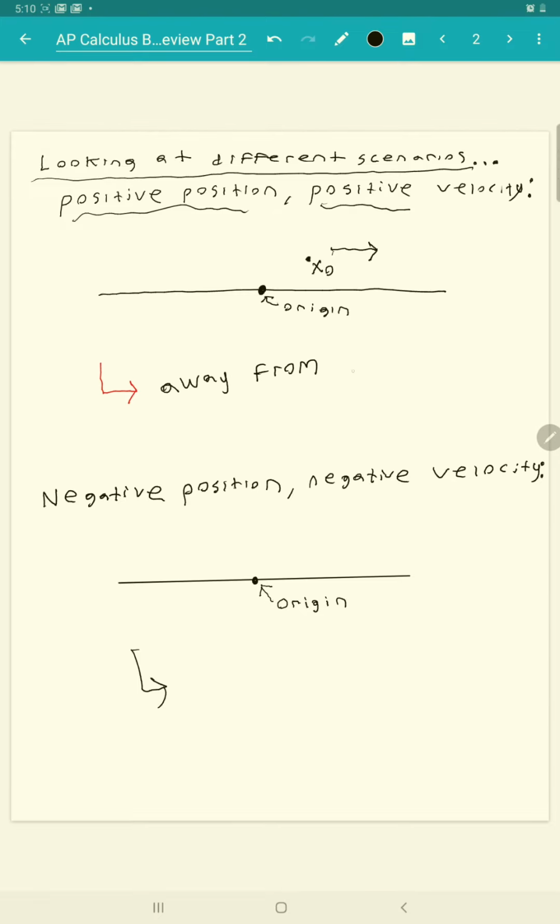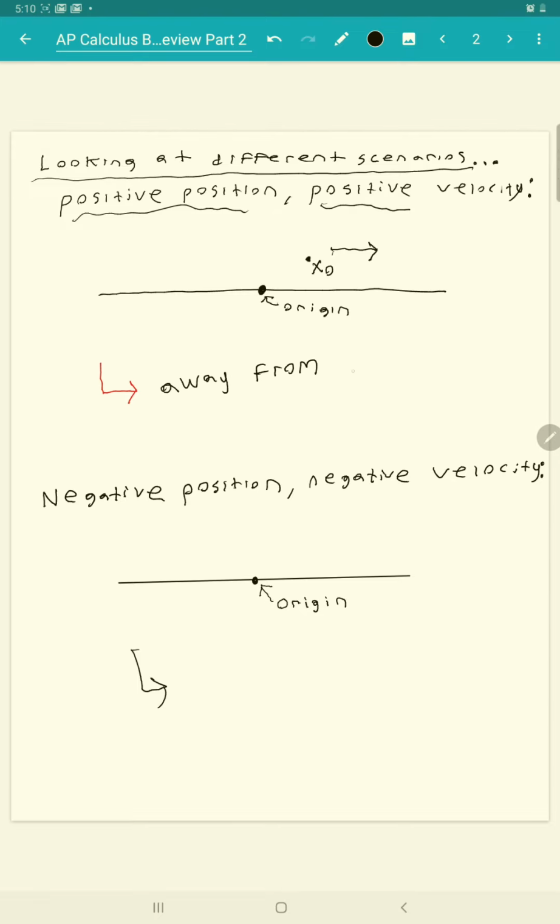Okay, now, what if a particle has a positive position and a negative velocity? Since it has a positive position, it will be starting out to the right of the origin, and since it is a negative velocity, it will be moving to the left. So as we can see, this is moving toward the origin.